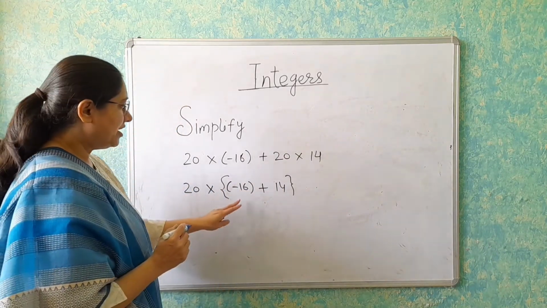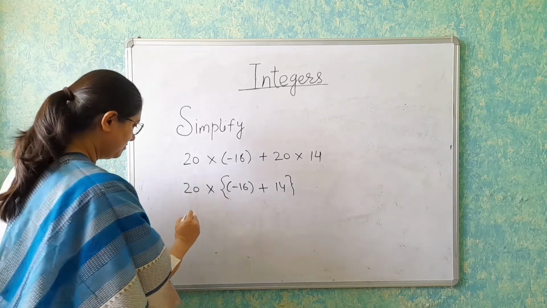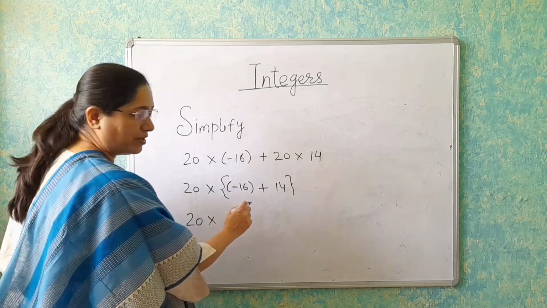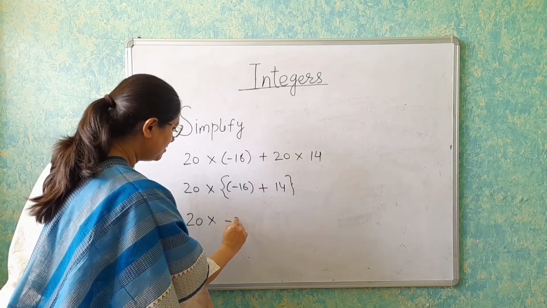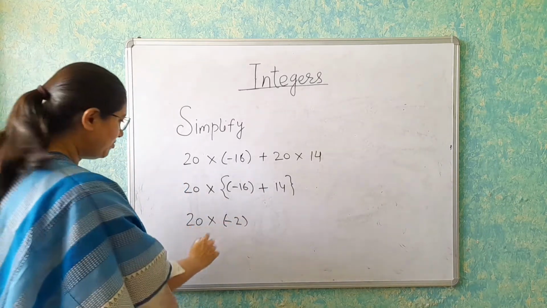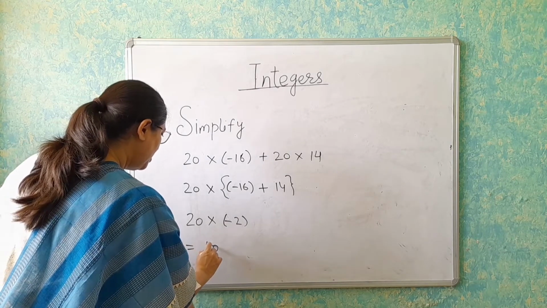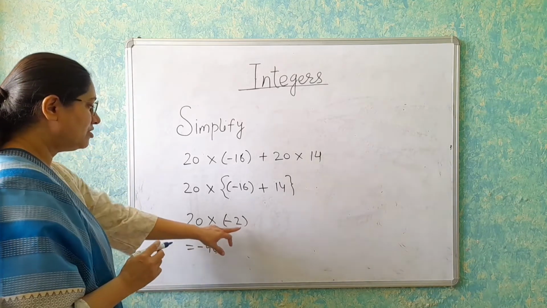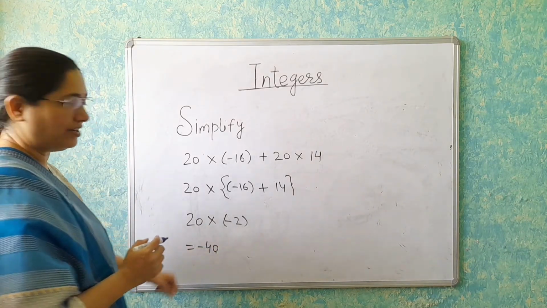Now first I have to add these two integers. So I will write 20 multiplied by, and now I will open the bracket. Minus 16 plus 14 is minus 2. And now I will multiply 20 with minus 2 and the answer is 40, and the sign will be negative because 2 has a negative sign. So our answer will have a negative sign.